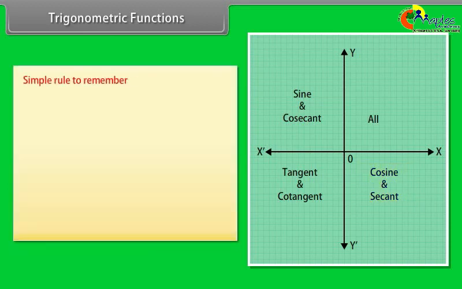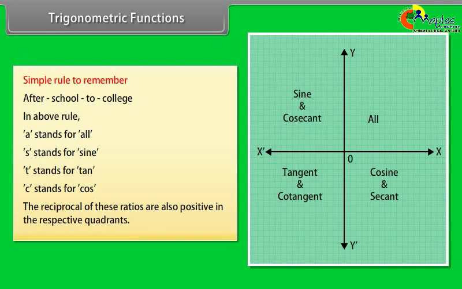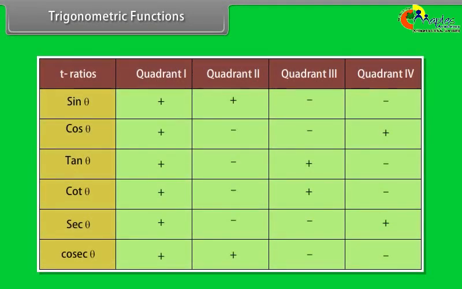Simple rule to remember: After school to college. In this rule, A stands for all, S stands for sine, T stands for tan, and C stands for cos. The reciprocals of these ratios are also positive in the respective quadrants. Trigonometric functions. In the table given below, the signs of all the T ratios are given in each quadrant.